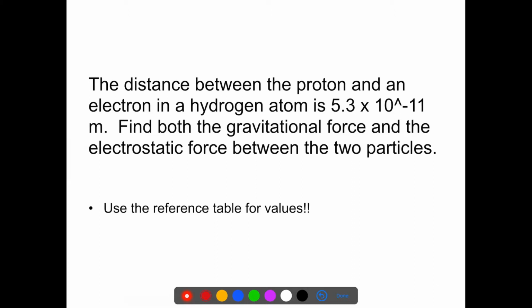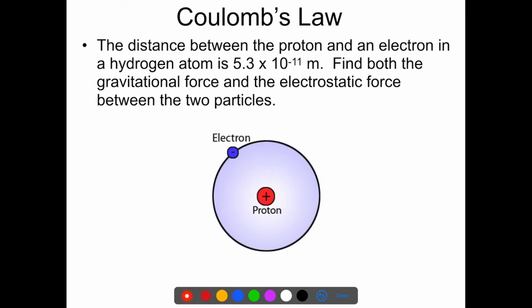So we're gonna go into the distance between a proton and an electron is 5.3 times 10 to the negative 11th meter. So it's really an impossibly small distance. I want you to find both the gravitational force and the electrostatic force between these two particles. And you can do this. The mass of the proton and mass of the electron are all in the reference table. So again, very small distance, very small masses. This is ME, this is mass of proton.